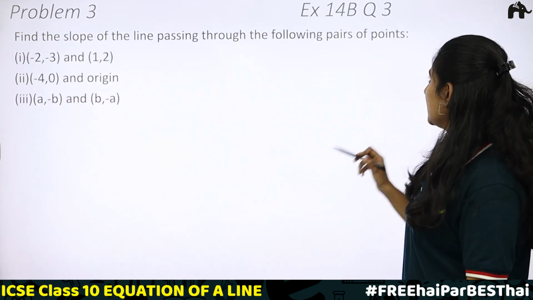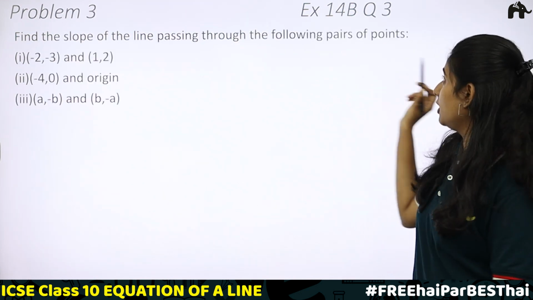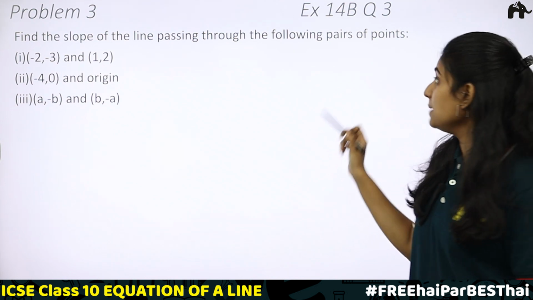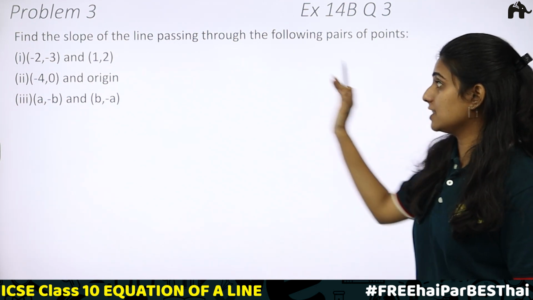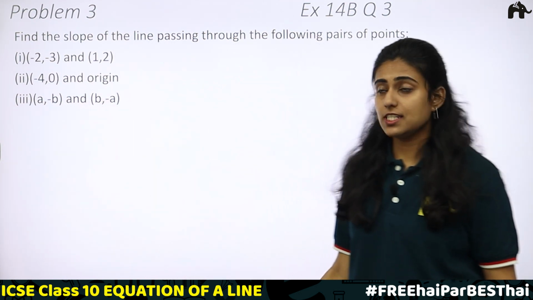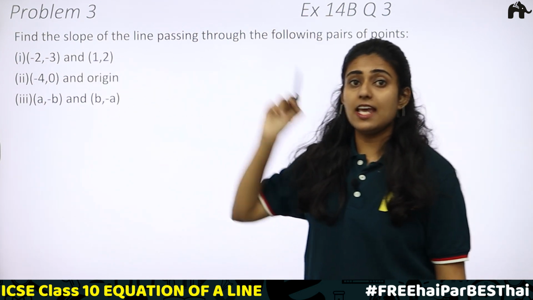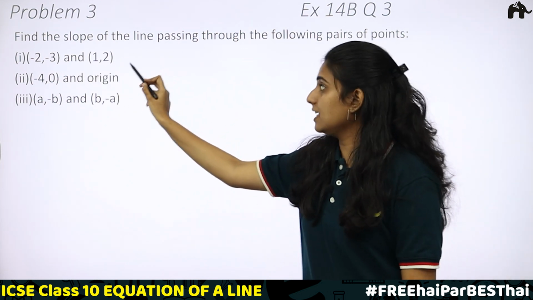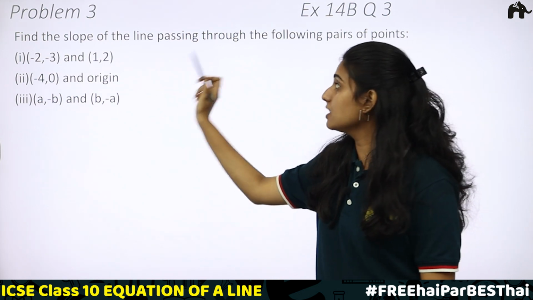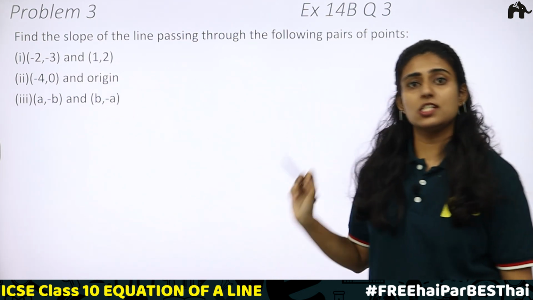Next problem, question 3 of exercise 14b. Find the slope of the line passing through the following pairs of points. In the first, second and third sub-questions, 2 points are given, that is, x and y coordinates of 2 points are given. Using this, we need to find the slope of the line which passes through these 2 points.